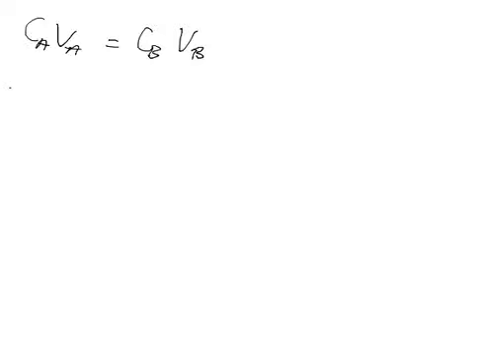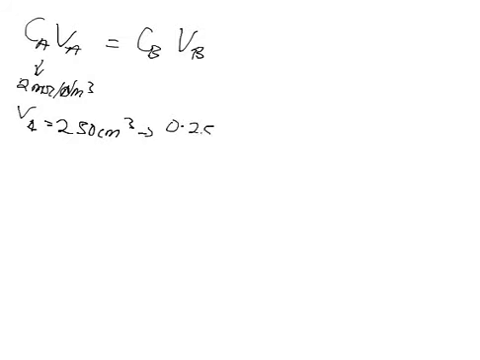So here you were given your initial concentration as 2 mole per dm³. That's your Ca, 2 mole per dm³. You are given your Va as 250 cm³, and you can convert this to dm³ to give you 0.25 dm³. Then you're also given your Cb, which is 0.1 mole per dm³, and you were asked to find your second volume, that's your Vb.